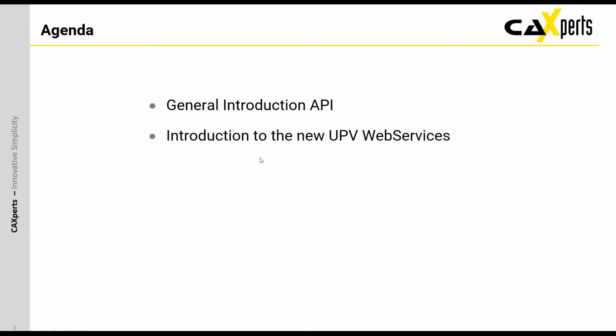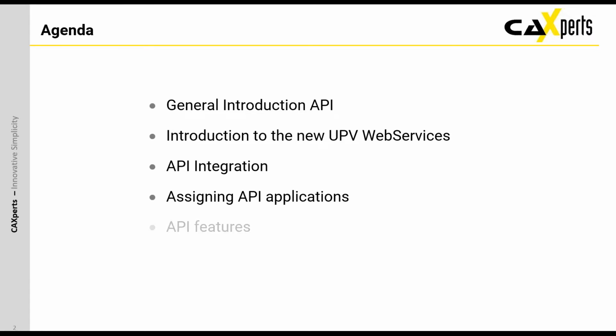Okay, so what is today's agenda? First of all, we'll have a general introduction to API, introduction to the new UPV web services. How does API integrate in the UPV web services? How can we actually assign API applications by default to a model? And what API features do we have? And basically, in all of these points, we'll also have a look at single use cases that can be accomplished by using API.